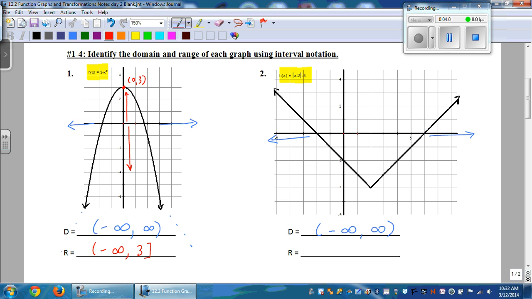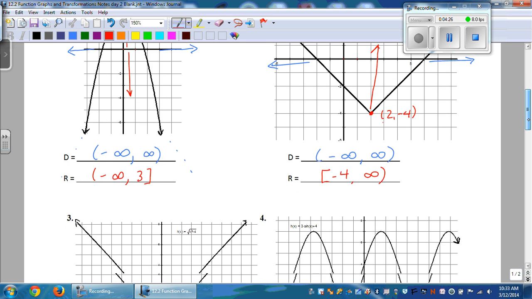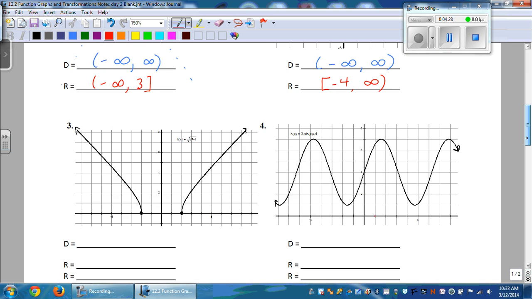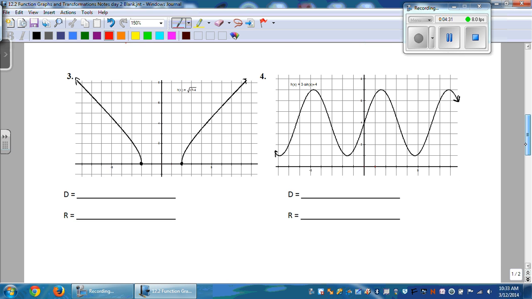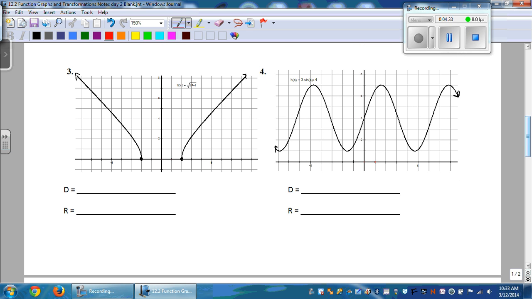Our range, how far up, how far down. Well, to me, this is the lowest point, so here's our minimum. So we're over 2, down 4. So my lowest value is that negative 4. And it's going to go on all the way up into infinity. How's it going so far? Hopefully okay. Domain and range is not meant to be hard, but you have to be able to interpret and understand the conceptual meaning of what it's doing.